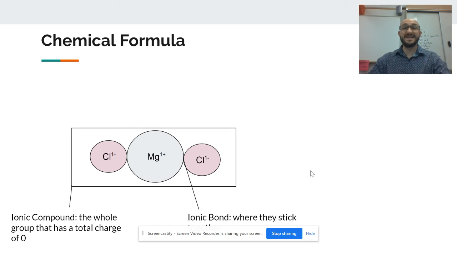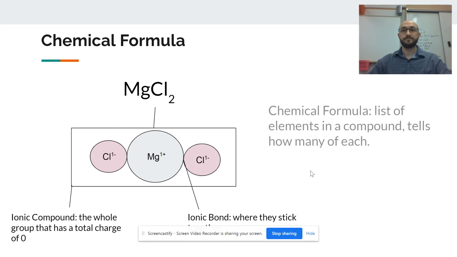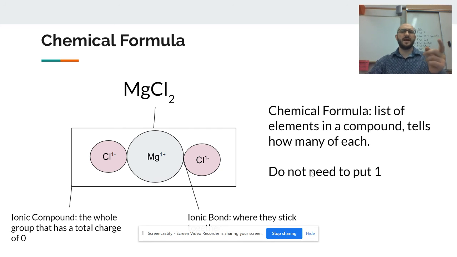Now, we can represent this ionic compound with either a chemical formula or a name. The chemical formula in this case is going to be MgCl2 because I have one Mg and I got two Cls. So our chemical formula is just a list of all of the atoms, all the elements that we got, and then telling us how many of each we have. Notice it doesn't say Mg1Cl2, it's just MgCl2. We don't ever have to write the 1.